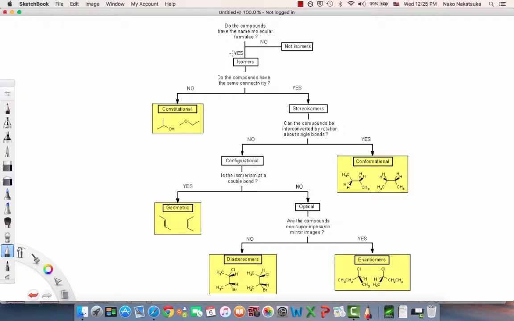Okay, so let me walk you through it. Do the compounds have the same molecular formula? No, then they're not isomers and you can dump it out. Yes, then you have isomers. Do the compounds have the same connectivity? And if it's no, you have constitutional isomers. So constitutional isomers are isomers that differ in the sequence of the atom connectivity. So they have the same molecular formula, but they have difference in sequence of atom connectivity.